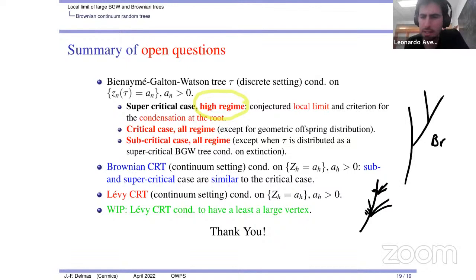There is a question on the chat, I think. The question I'm reading is that, as I said at the start, for the Galton-Watson trees we only assume that the mean is finite. So we don't assume any other moment. For the continuum trees, it's an open question. We don't know. I'm not sure if I am answering the question right, but okay.